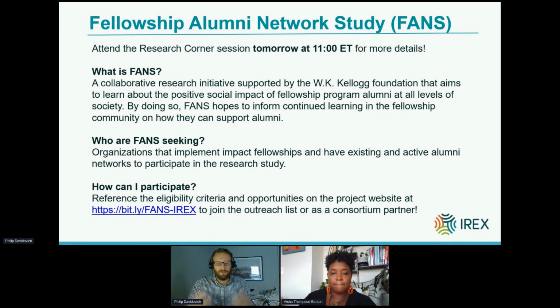And one of the big takeaways is we want to build a community of practice, and we want this to be a collaborative design process. So becoming a consortium partner entails being part of those discussions, understanding how we can improve these processes and design a research study that is most beneficial and useful for projects.